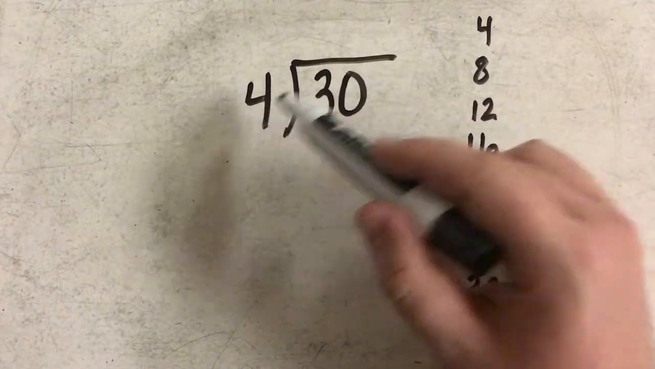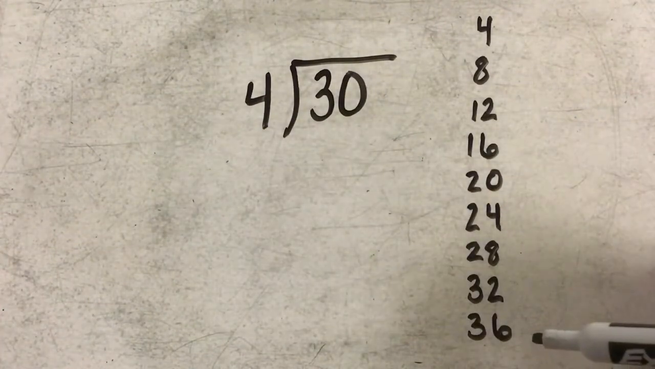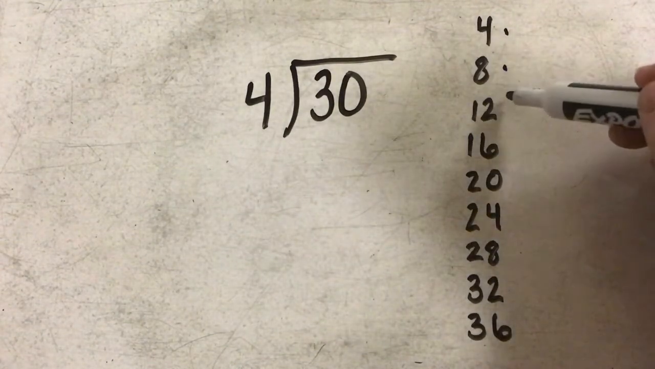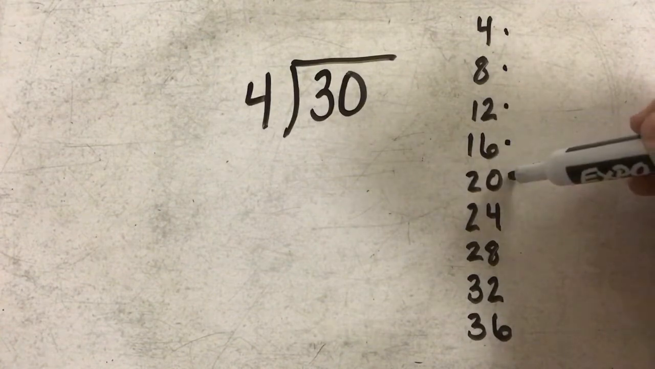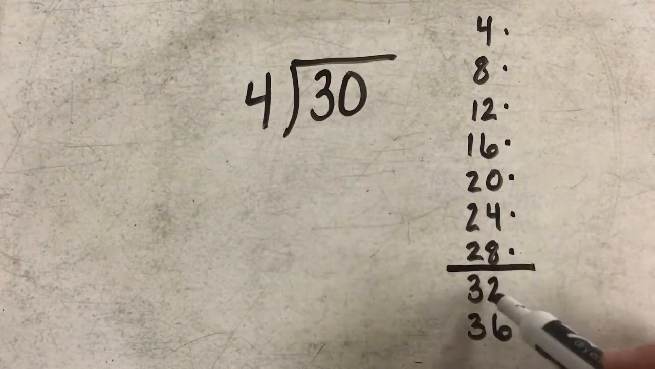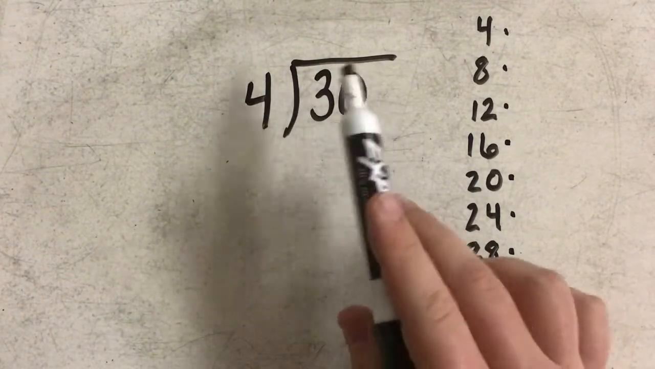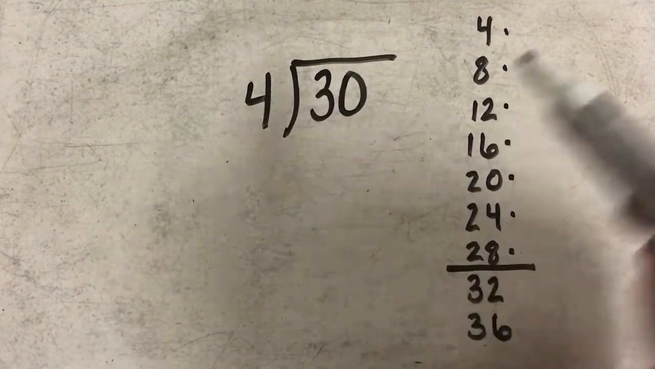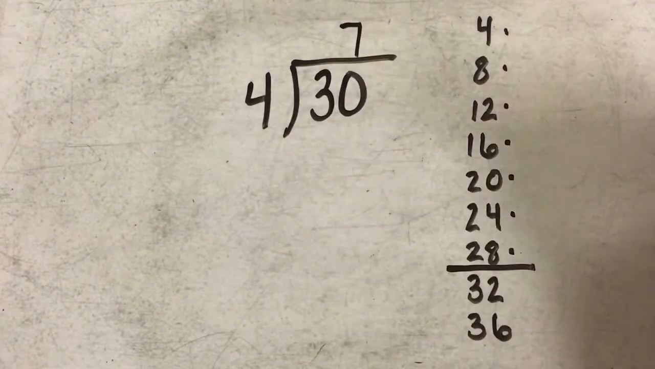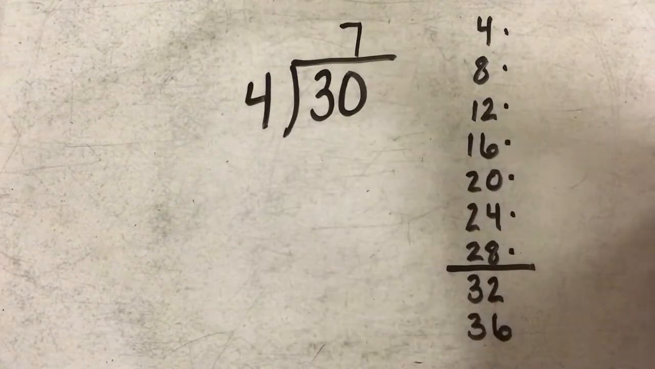In order to find out how many times 4 will go into 30, I'm just going to count however many multiples I have up to 30. So 1, 2, 3, 4, 5, 6, 7 is where I'd have to stop. I can't make 8 groups of 4 because I would need 32 and I only have 30. So I would say that 4 divides 30 7 times. I could make 7 groups of 4 with 30.